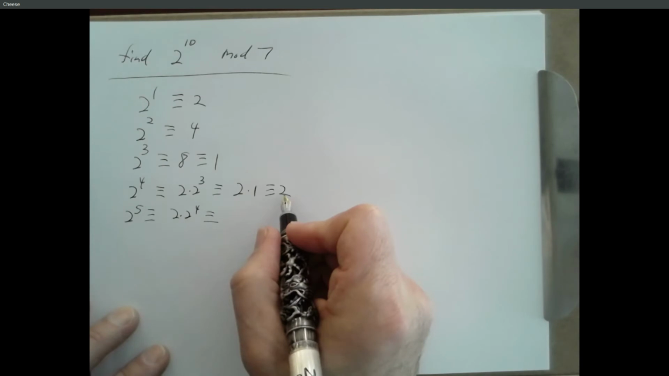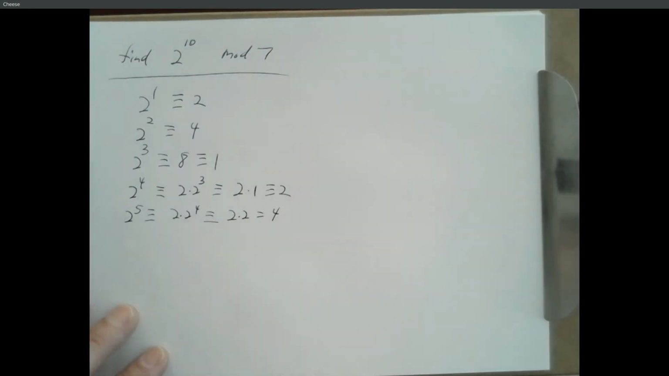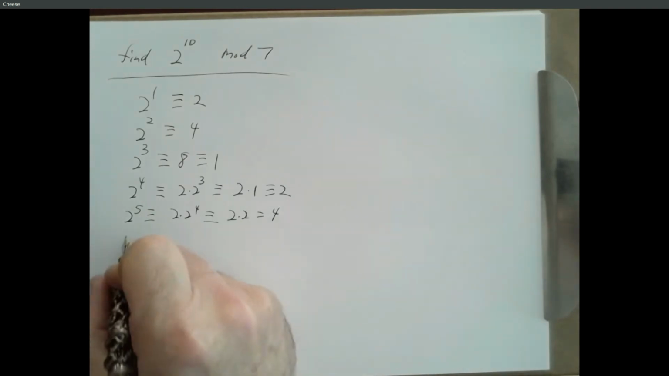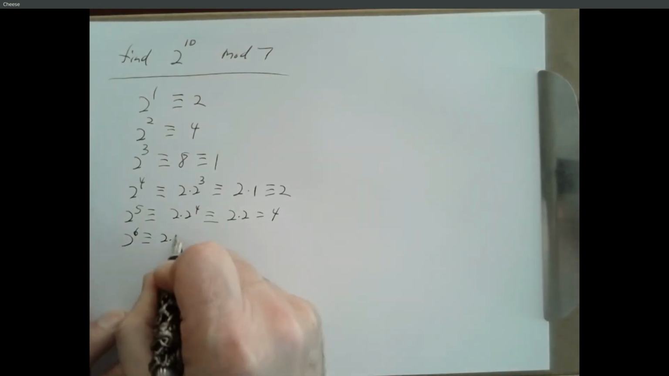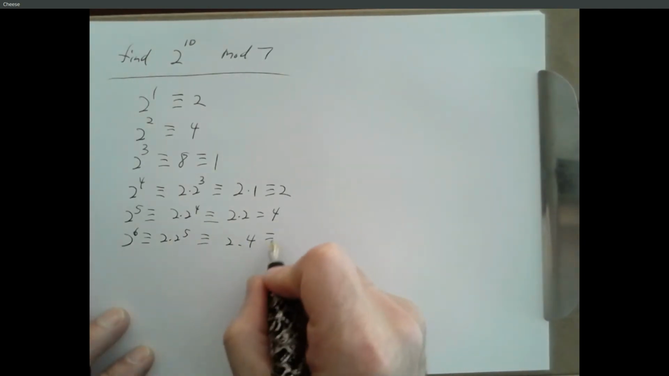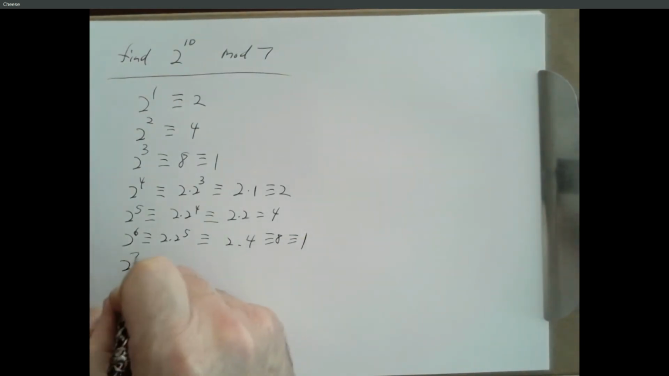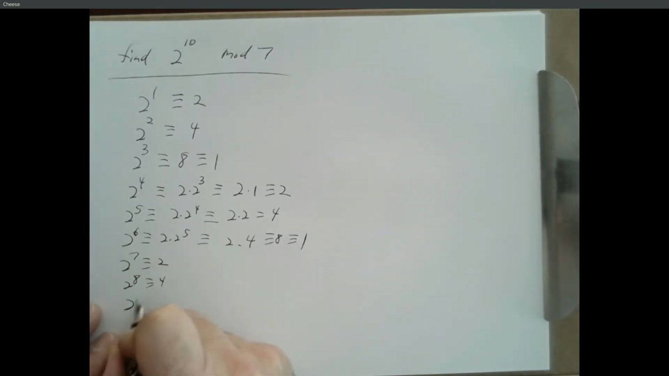2 to the 5th is 2 times 2 to the 4th. And since 2 to the 4th is congruent to 2, this is congruent to 2 times 2, which is just 4. 2 to the 6th is 2 times 2 to the 5th, and 2 to the 5th is congruent to 4, so this is congruent to 2 times 4, which is 8, which again is congruent to 1. 2 to the 7th will be 2. 2 to the 8th will be 4. 2 to the 9th will be 1. 2 to the 10th will be congruent to 2. So I was off by 1.